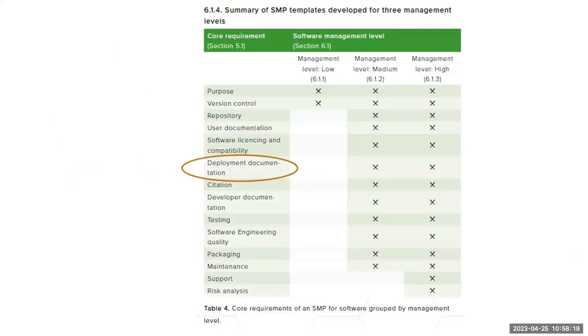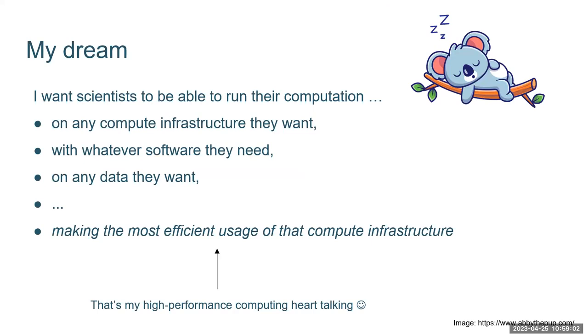Small disclaimer, I was on the sounding board for this guide, so I'm not completely independent. But one of the tables that to me was quite useful basically lists all of the things that you should think about, right? Sorry, it's a little bit small, I know. But it also says how deep you should go into your software management also depends on what you think the expected impact of that software is, right? Is this a script that you're just developing for yourself? Is it going to be used by one or two colleagues, or is this going to be used by tens or hundreds of people also maybe outside your department, right? Those require different levels of software management. And deployment documentation is one of the things that's being pointed out to the scientists as being an important aspect to think about.